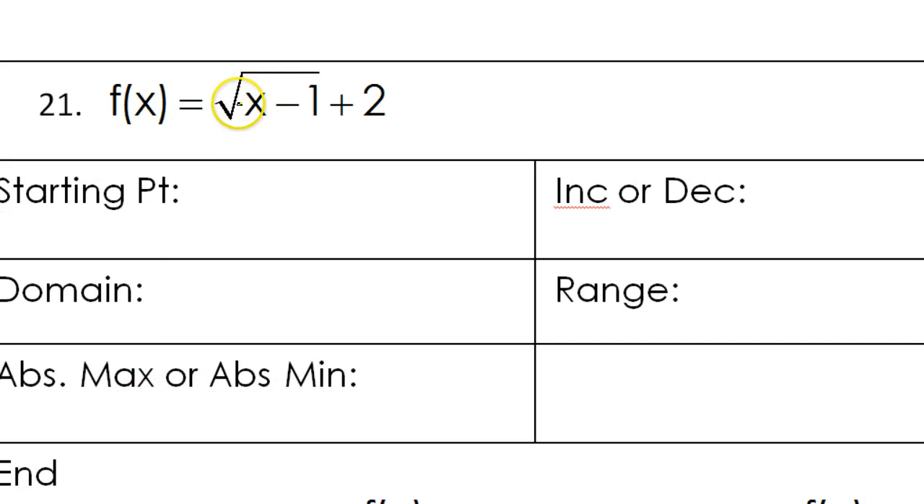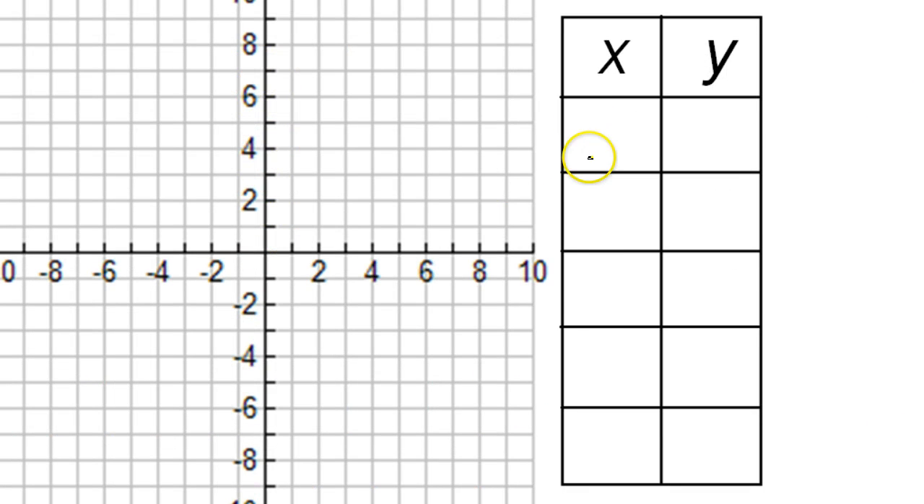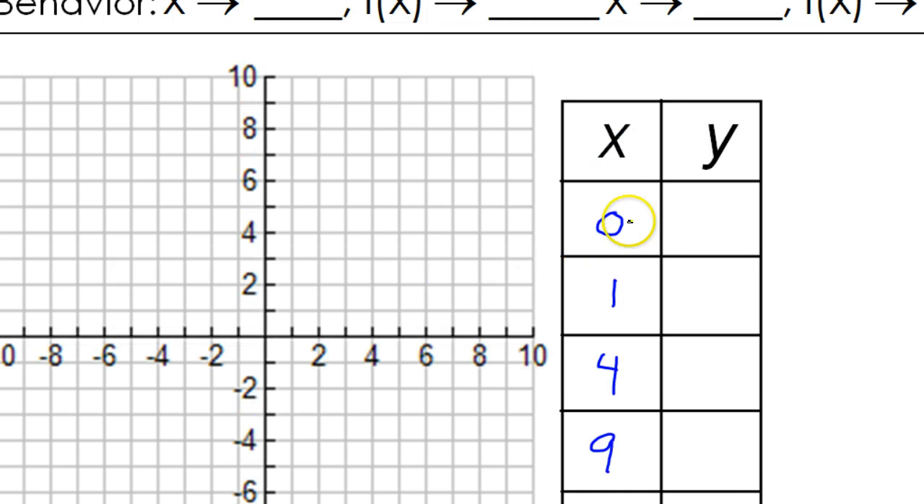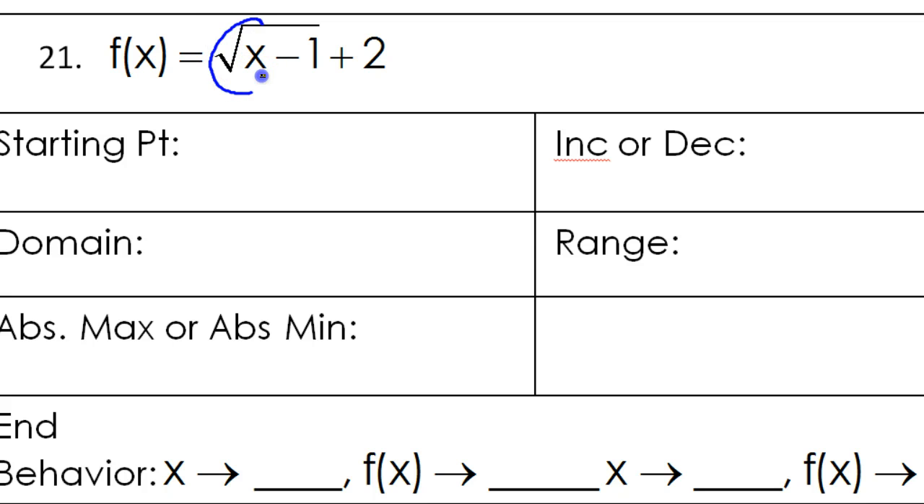Alright, for number 21, there's nothing in front of the x in here, so I don't need to start with the y values like I sometimes have to. Also, there's no a value, so I don't need a third column. So what I can do is go ahead and use the same four x values that I often use: 0, 1, 4, and 9. Because I'm going to get the y values by simply doing the square root of x part of this function. I'm just doing this part.